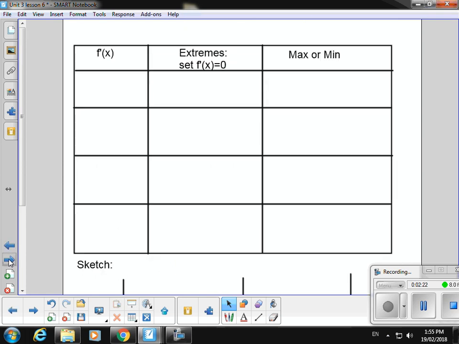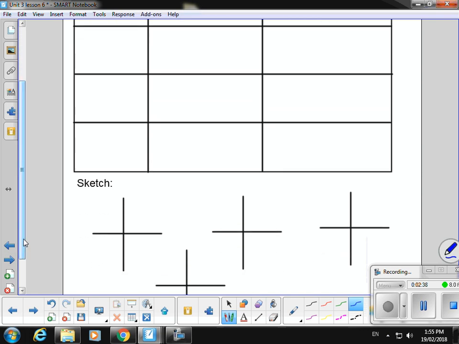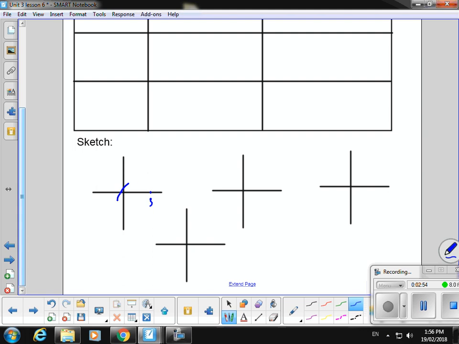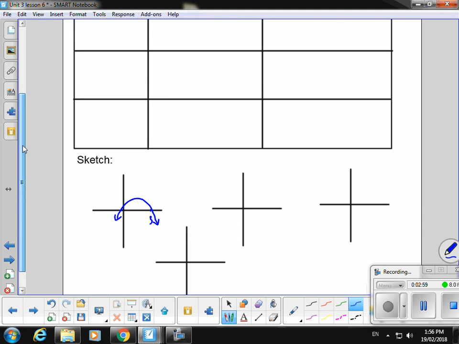So on this second chart, I'm going to write my derivative for the first function. The derivative for that first one would be -6x squared plus 18x. Let's draw a rough sketch of that one. That's just a quadratic that has zeros at 0 and at 3. So we can show a little bit more. So that is my derivative function.